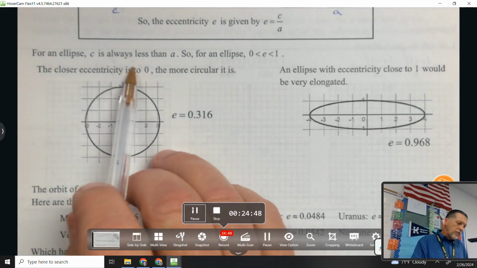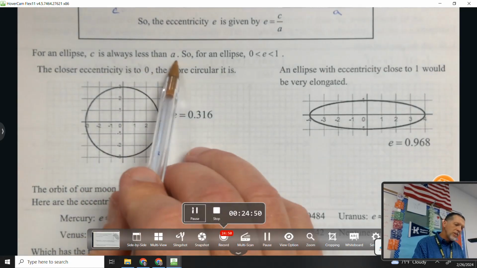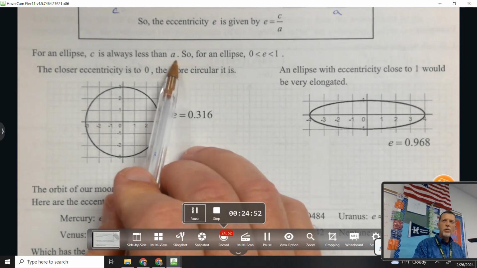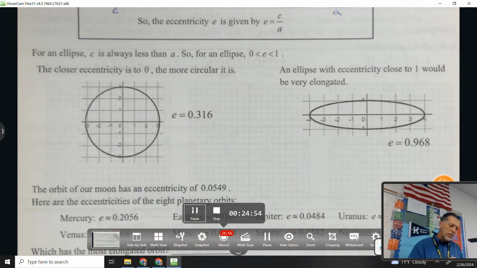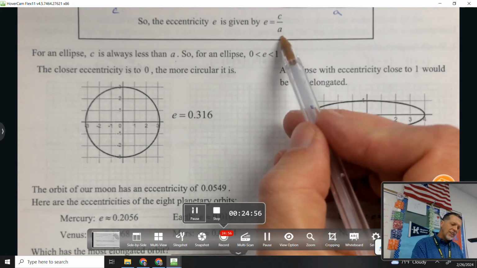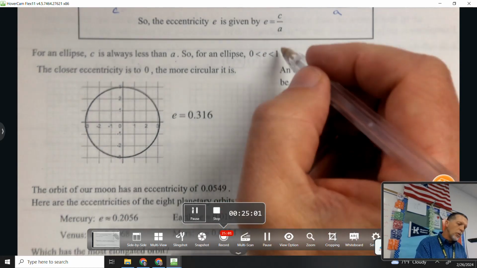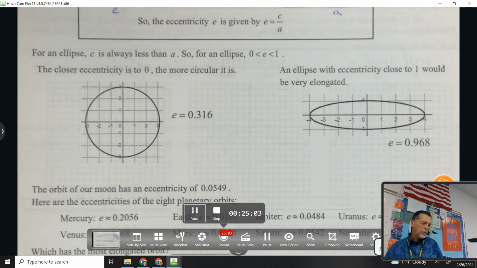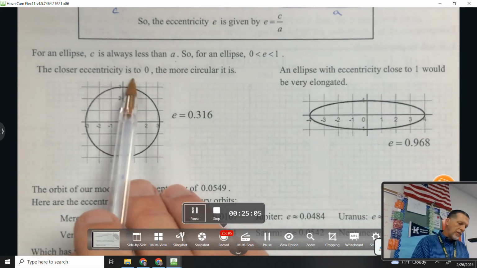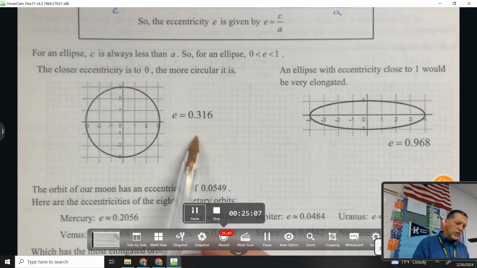So for an ellipse, C is always less than A, right? The focus is always inside the ellipse. And so if C is less than A, then the ellipse eccentricity is always between 0 and 1. And the closer it is to 0, the more circular it is.